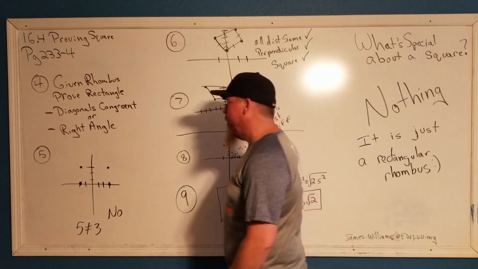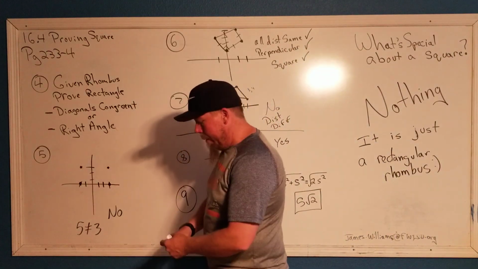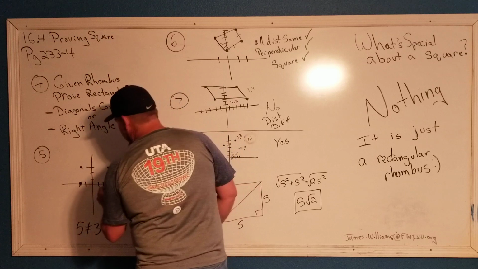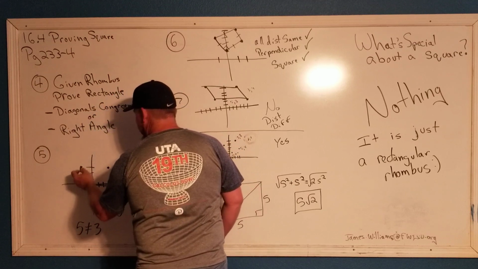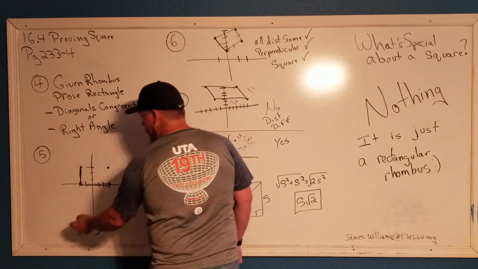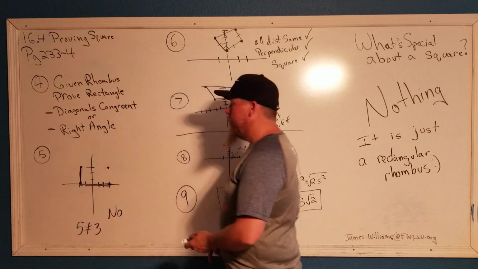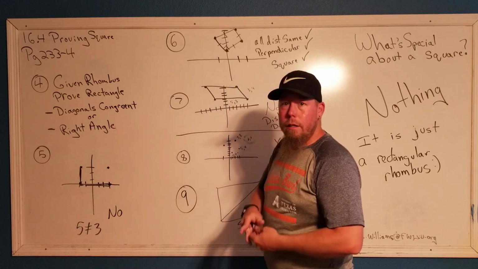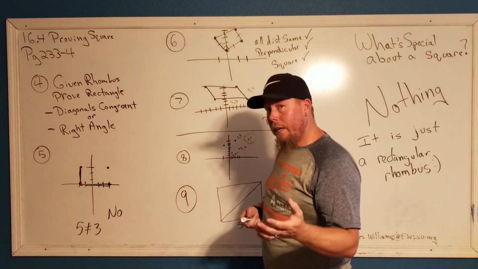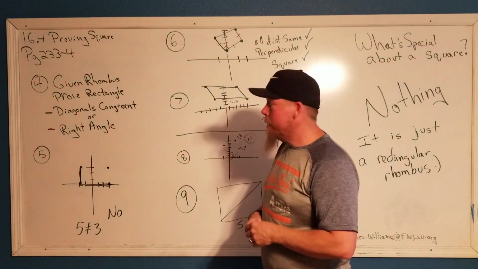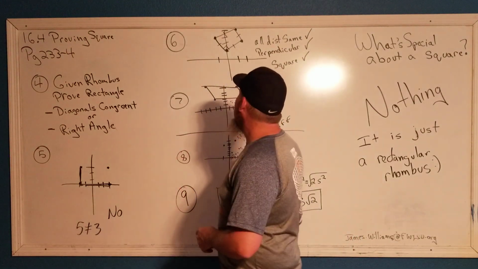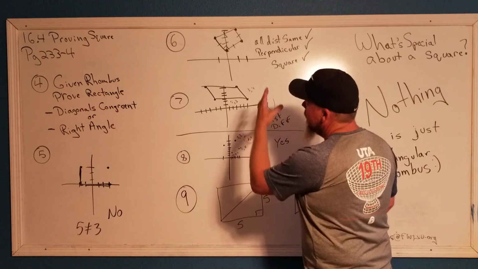So number 5 dies right away, because you'll notice this length right here is not the same as this length right here. They don't match each other. So 5 does not equal 3. Number 5 is not actually a square. It might be a rectangle, and it is a rectangle, but it's not a square, and that's what the question was. So number 6 is interesting, kind of slanted a little bit.